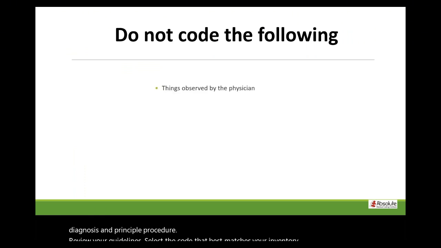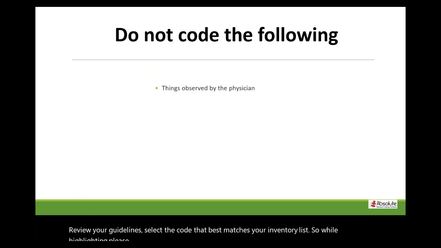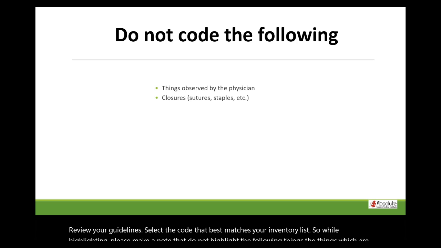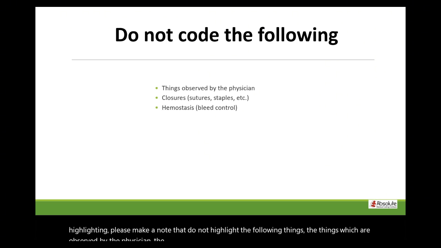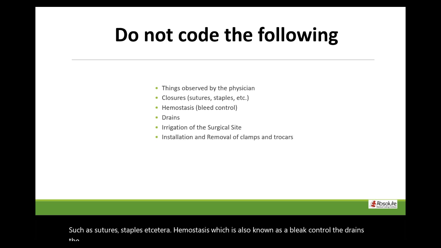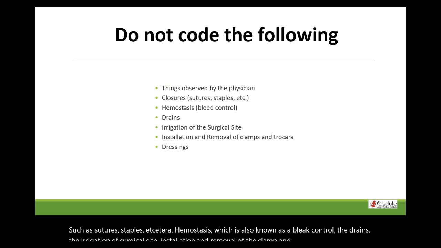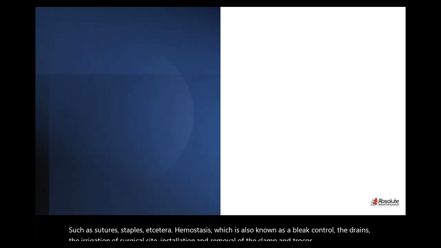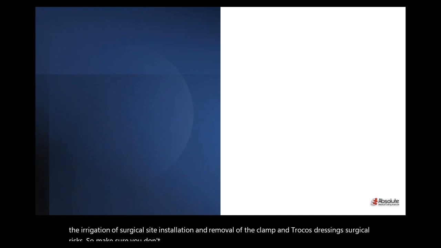So while highlighting, please make a note that you should not highlight the following things: the things which are observed by the physician, the closures such as sutures, staples, etc., hemostasis, which is also known as bleed control, the drains, the irrigation of surgical site, installation and removal of the clamp and trocars, dressings, surgical risk. So make sure you don't highlight all those.